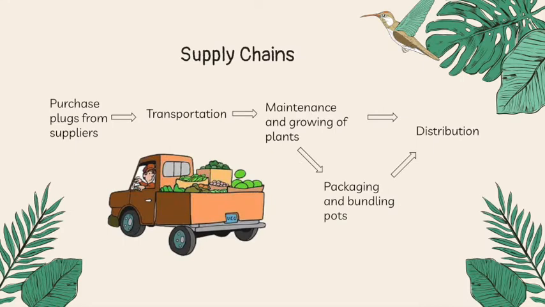The supply chain that we will be using requires a continuous flow model, as we will be purchasing plugs and other plants from suppliers in bulk with little variation. The first step would be to purchase plugs from suppliers. Next, we have to transport the plants from the suppliers to the garden center. At the garden center, maintenance and growing of the plants must occur.